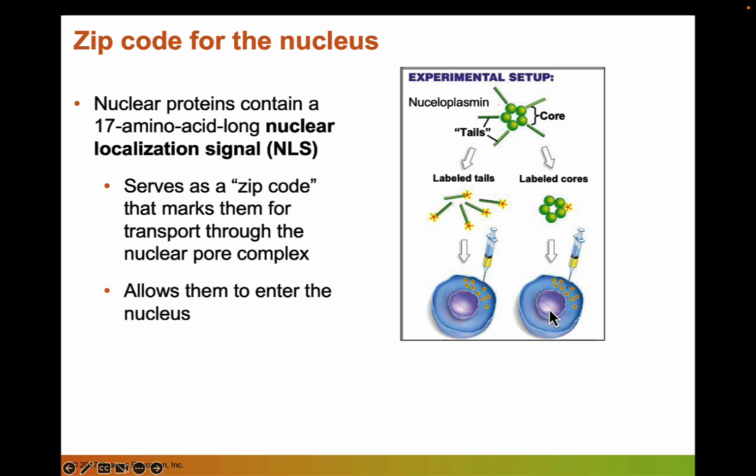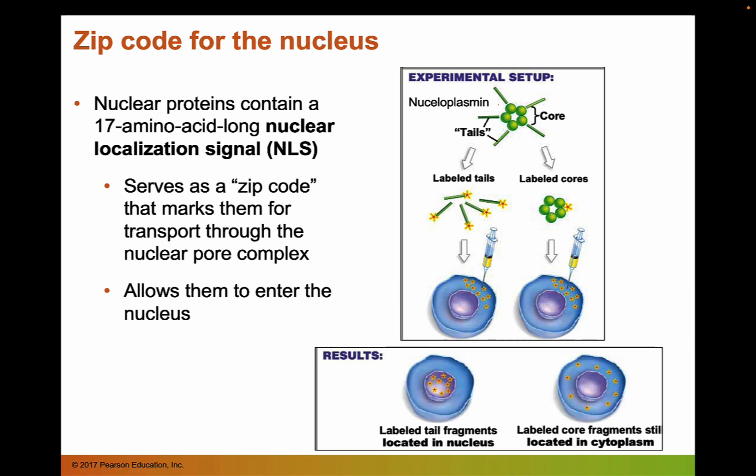And so their results supported the hypothesis that the nuclear localization signal was in the tails, because all the labeled tail fragments located to the nucleus, but all of the core regions actually stayed in the cytoplasm. Even though this was a nuclear protein, those no longer had the nuclear localization signal, and so they couldn't enter the nucleus. So these were the first experiments that demonstrated the presence of a nuclear localization signal. And let's talk now about how exactly this nuclear localization signal helps proteins get into the nucleus.